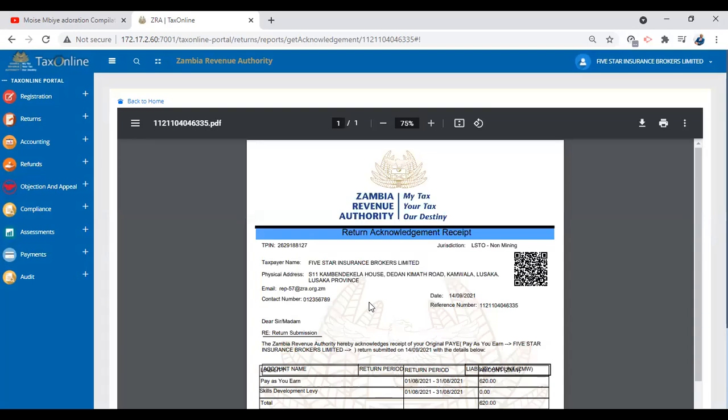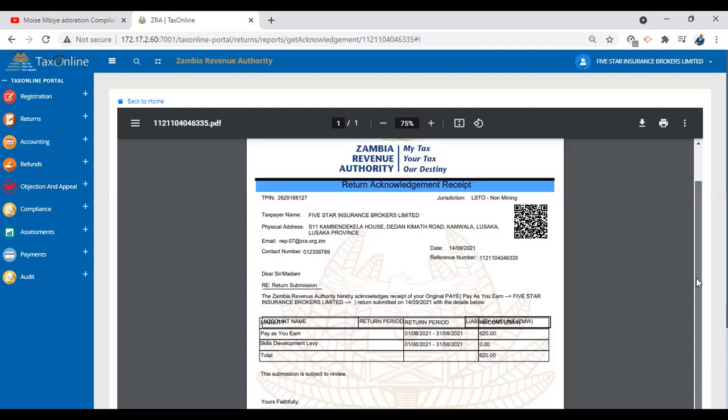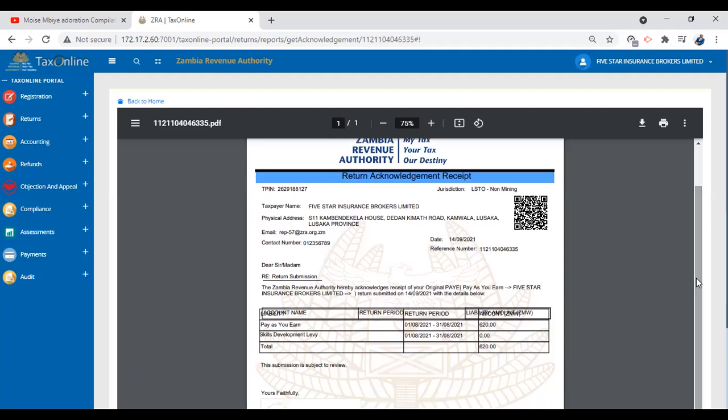Okay. Are we able to see the acknowledgement? Not yet. Okay. We are able to see it? Yes. Yes, it's showing. Yeah, so it shows the acknowledgement.